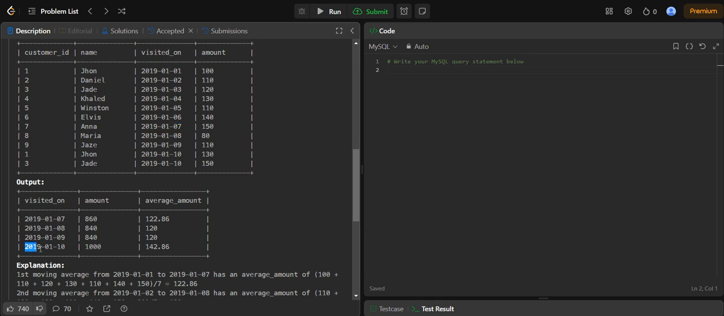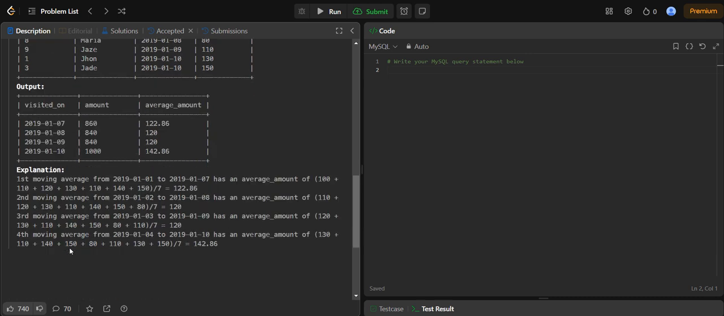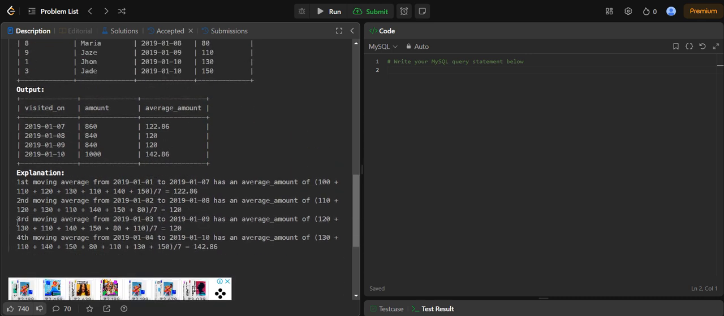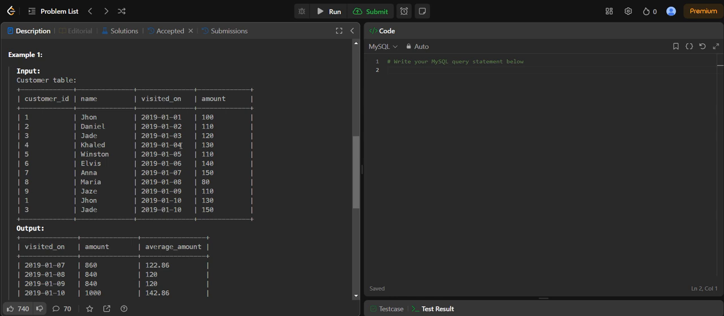Look at the explanation here, the fourth moving average from 2019 January 10. It will be from January 4 to January 10, 7 days. So the average amount is 130. January 10 has two entries: one customer paid 130 rupees, one customer paid 150 rupees. I have to sum these two also.